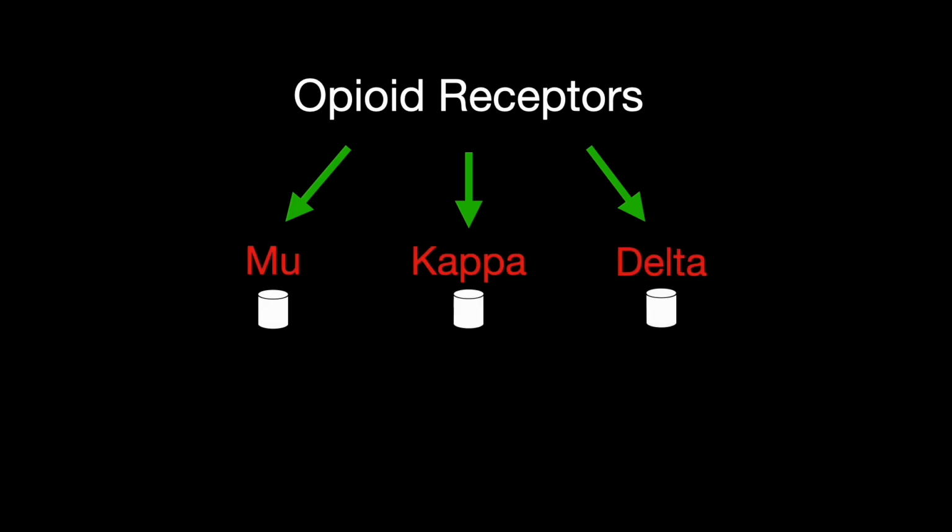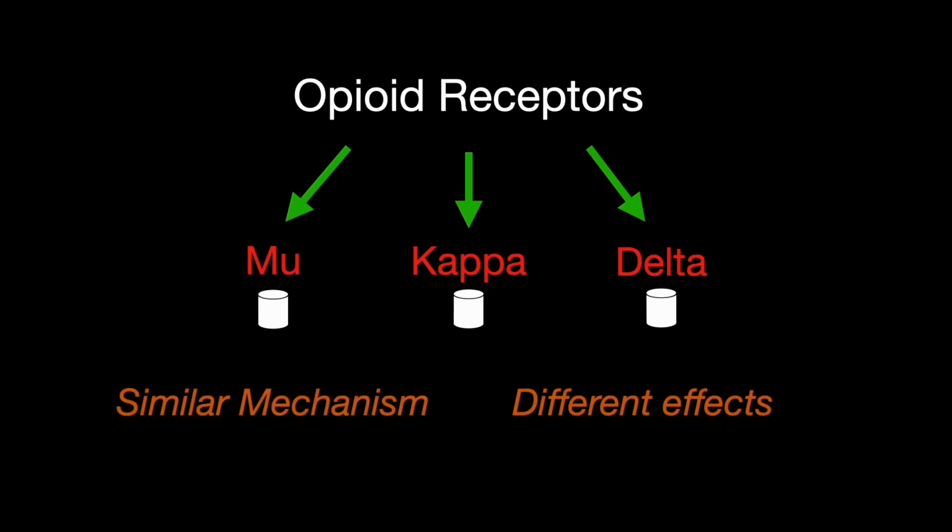Opioid receptors can be divided into three major groups. There are mu, kappa, and delta receptors. Although they share a similar signaling mechanism, they produce different physiological and clinical effects. Let's look at them one by one.